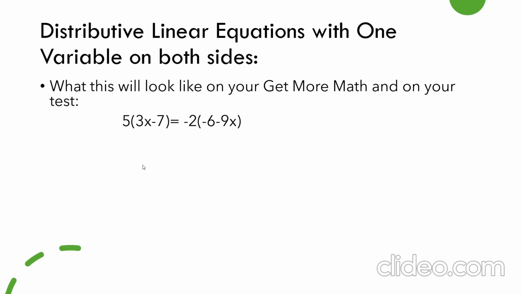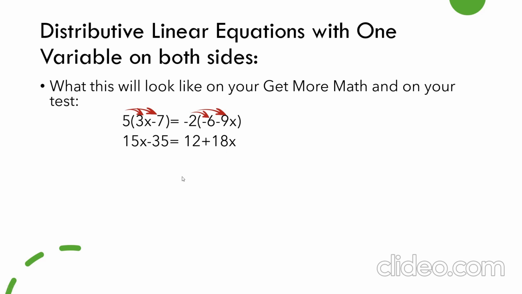Awesome, let's see how you did. The first step is to distribute. 5 times 3x gives us 15x, and 5 times negative 7 gives us negative 35. Negative 2 times negative 6 gives us a positive 12, and negative 2 times negative 9x gives us a positive 18x. Now, in this particular scenario, we have variables on both sides of the equal sign.